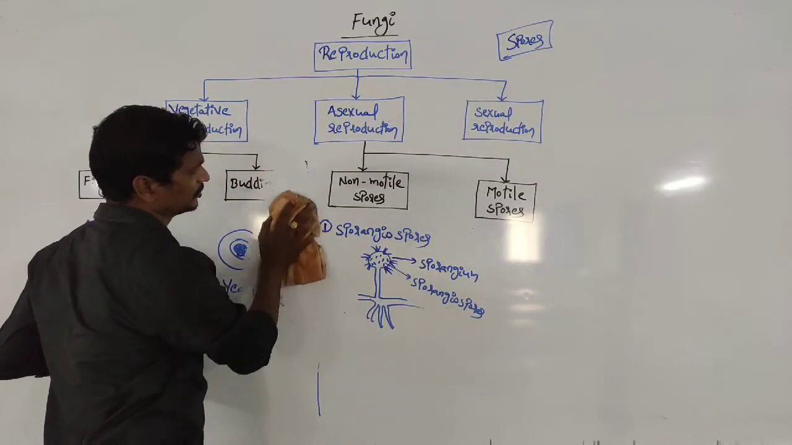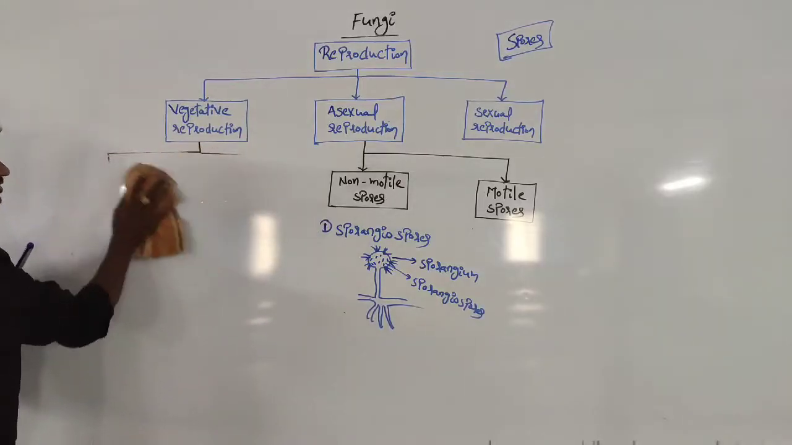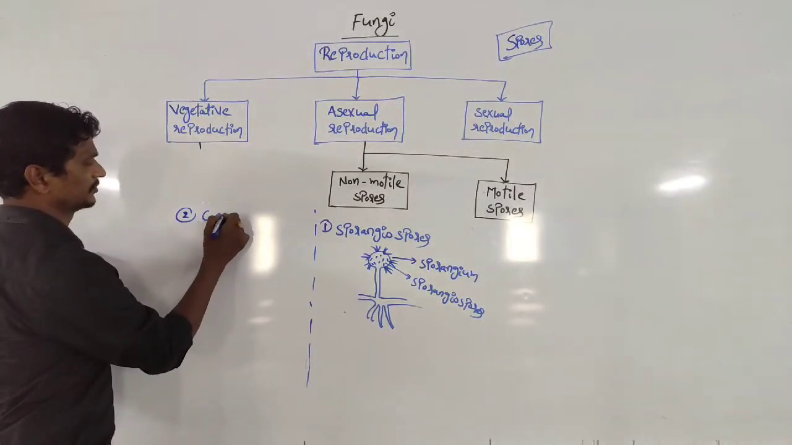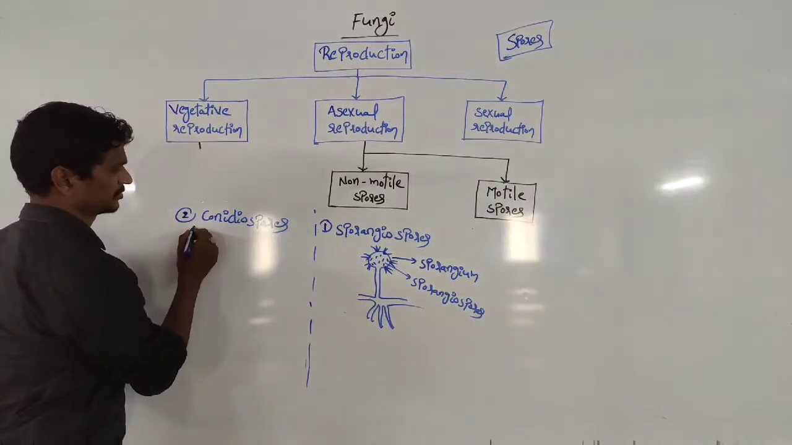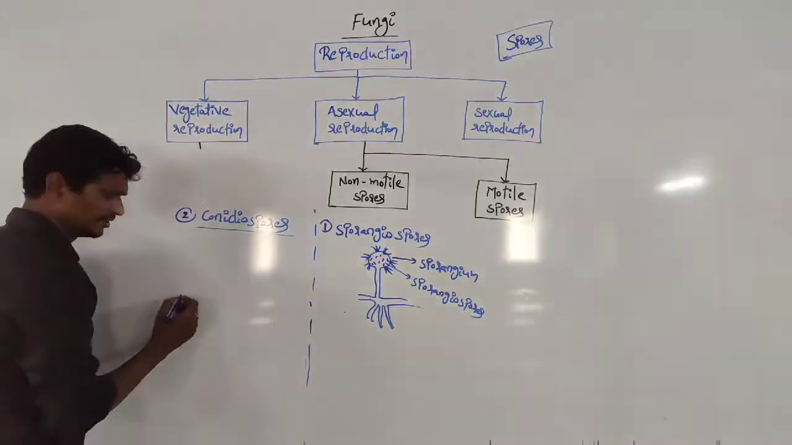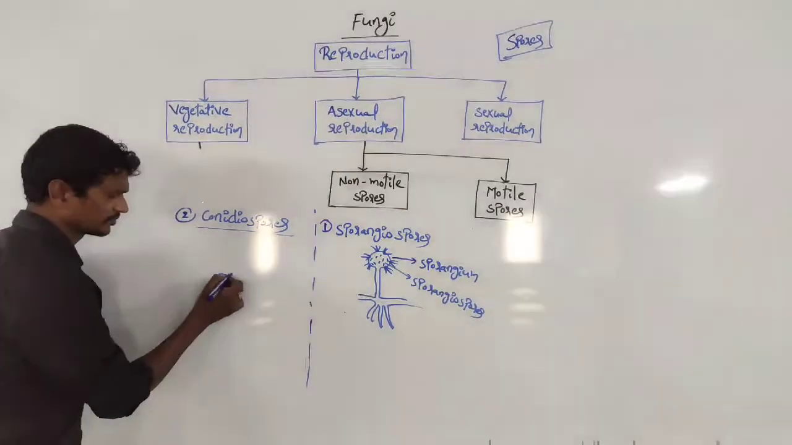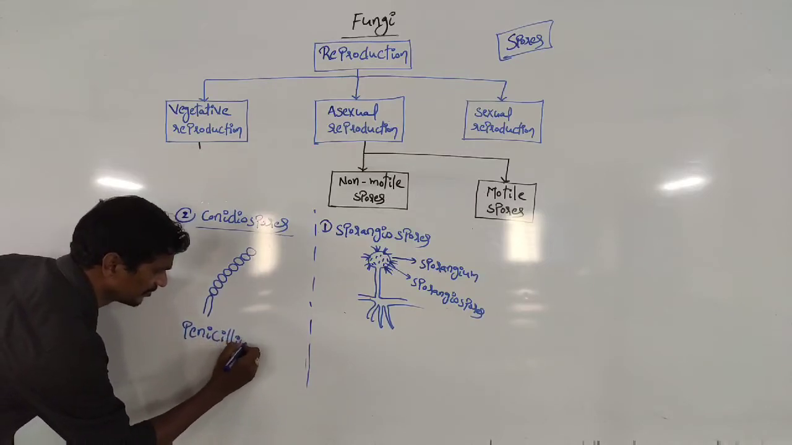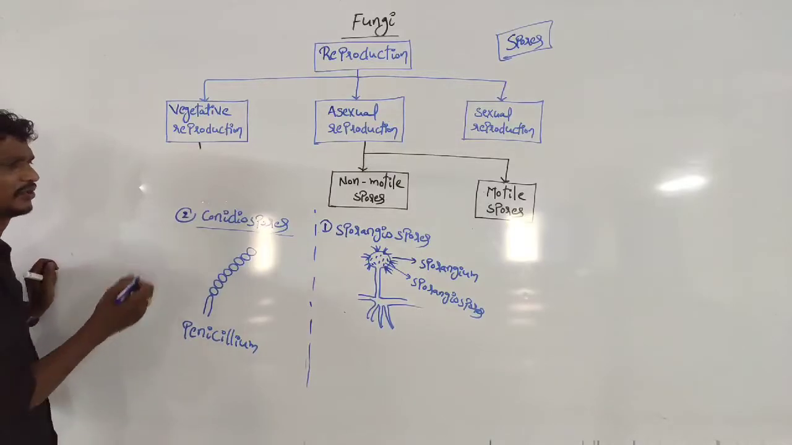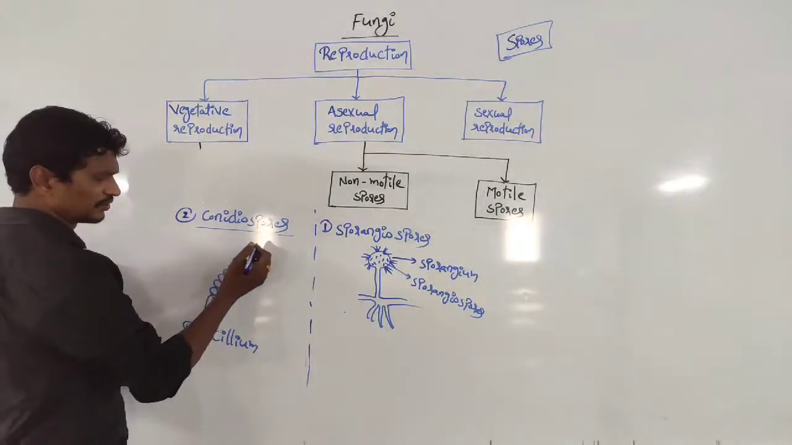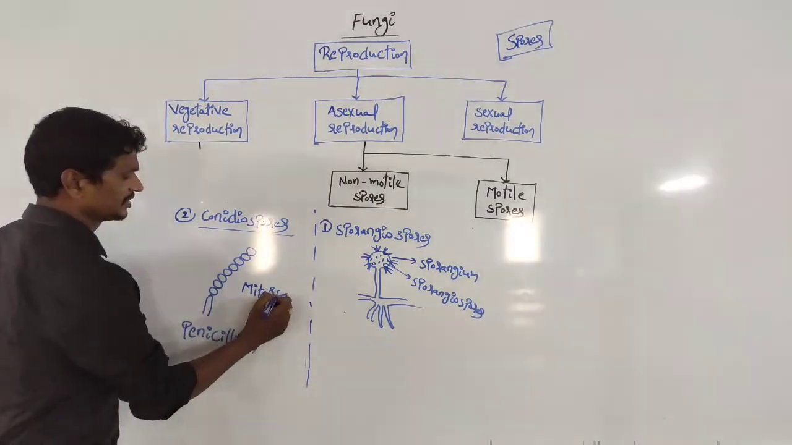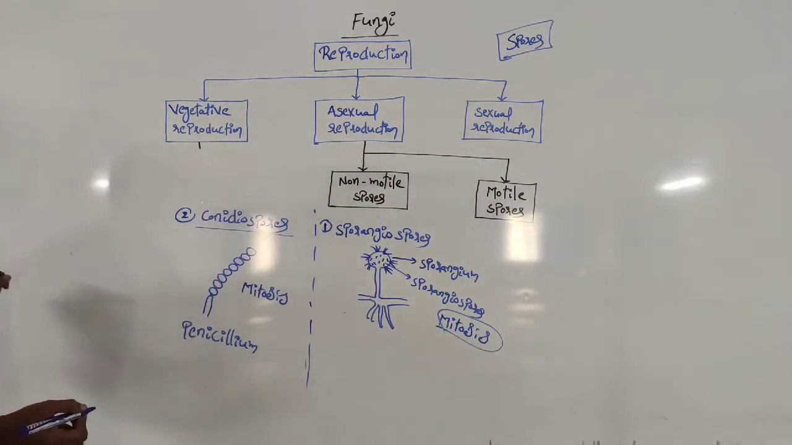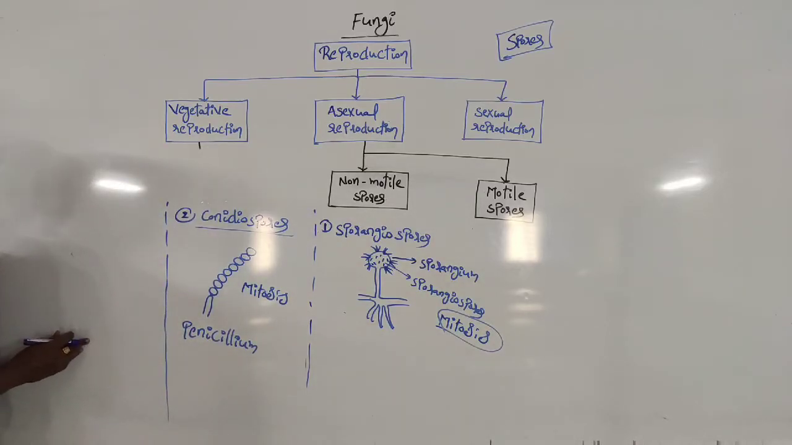Coming to the next one, conidiospores. See, this is one of the conidial structures, and these are the spores. The best example here is Penicillium. We know about the Penicillium fungi, right? The Penicillium fungi forms the conidiospores. Here the spores are continuously produced by the mitosis process. So the conidiospores are produced here. Penicillium conidiospores are produced.